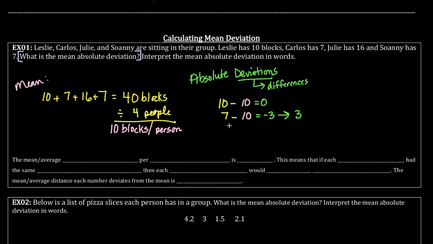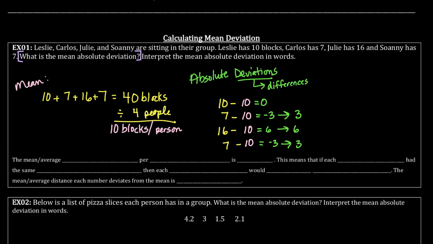And I'm going to take this 16. I want to see how it differs from 10, and it differs by 6. And the absolute difference is just 6. It's just 6 away. It doesn't matter, positive or negative. It's just how far is it away from 10. How far is 16 from 10? 6. How far is 7 from 10? 3. The negative really doesn't matter when we say absolute. Then we have another 7. We take away 10, and the difference between 7 and 10 is -3, but the absolute difference is just 3.